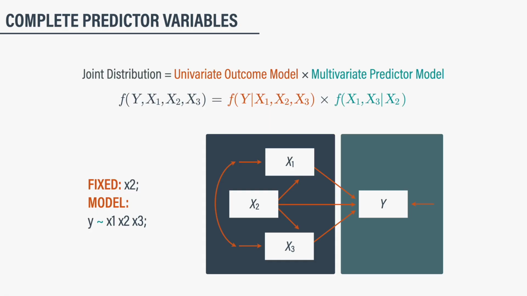However, complete predictors don't require a model because there are no missing values to impute. In most cases, it's a good idea to simplify estimation by telling Blimp not to estimate a model for these variables. Looking at the code on the left, you do this by listing complete variables after the fixed command.